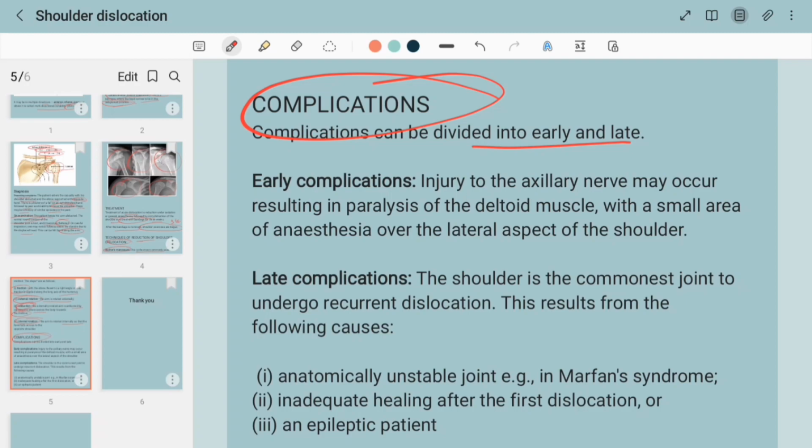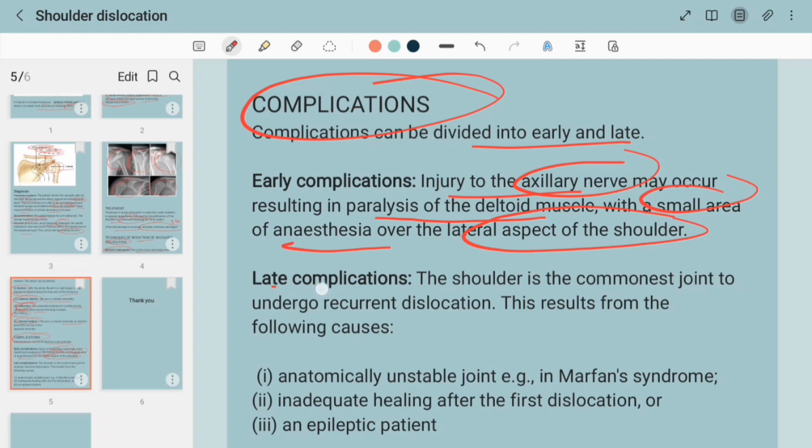The complications are divided into early and late. Early complications are nerve injury to the axillary nerve. The axillary nerve is mostly injured, causing paralysis of the deltoid muscle with a small area of anesthesia over the lateral aspect of the shoulder.